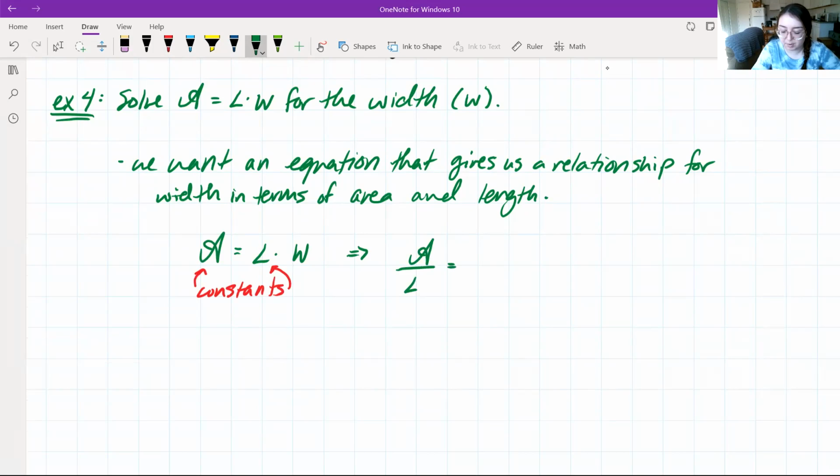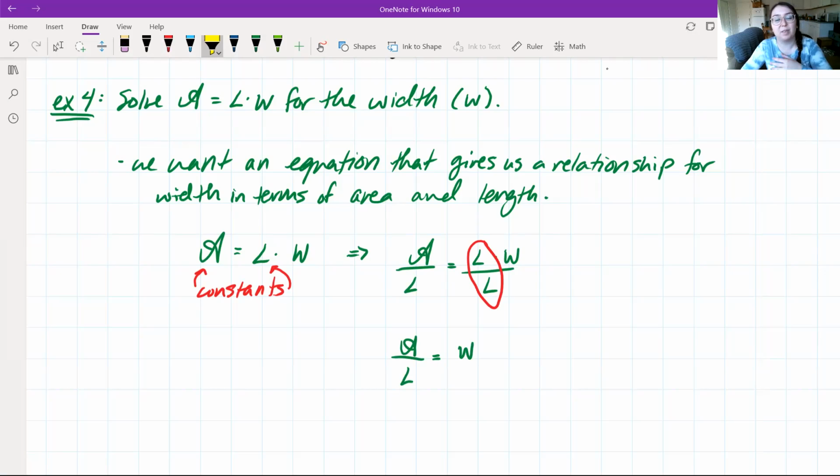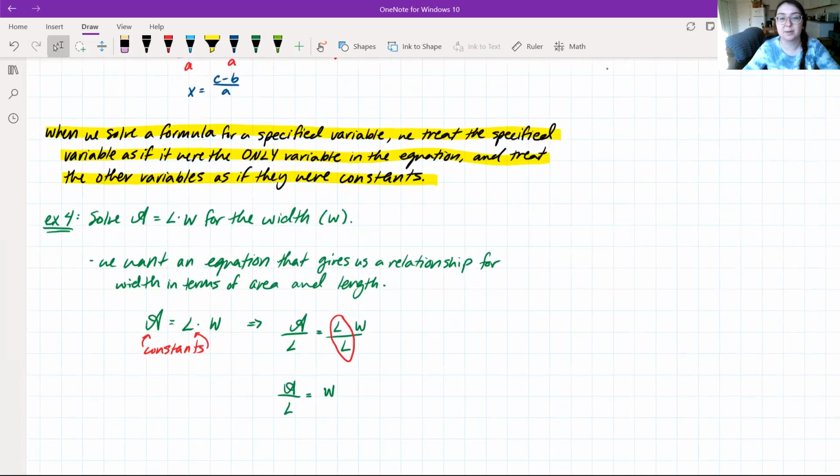You're going to have area divided by length is equal to length times width divided by length. And since we have length in our numerator and our denominator on our right-hand side, we get that area divided by length is equal to width. So this is now our relationship of width in terms of area and length instead of just area, or our relationship of area in terms of length and width. So we solved for a different variable in this case.